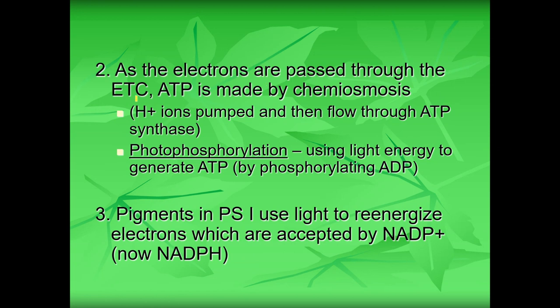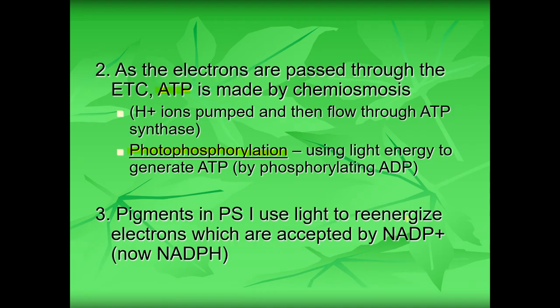So as the electrons pass through the ETC, we're going to see some ATP produced, just like what we saw in cellular respiration, except this time it's called photophosphorylation. Light energy was used to make ATP. So hydrogen ions get pumped, they flow through ATP synthase, some ATP is made, but whatever the plant makes here, they're using in a later process. So the plant is not gaining ATP from photosynthesis.